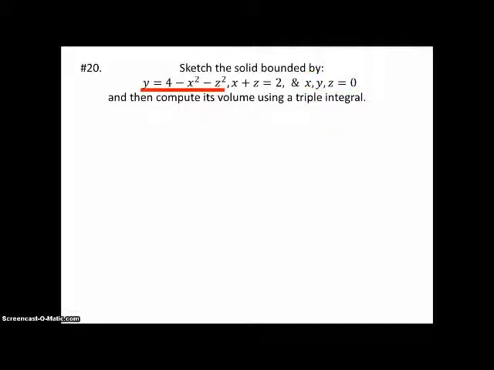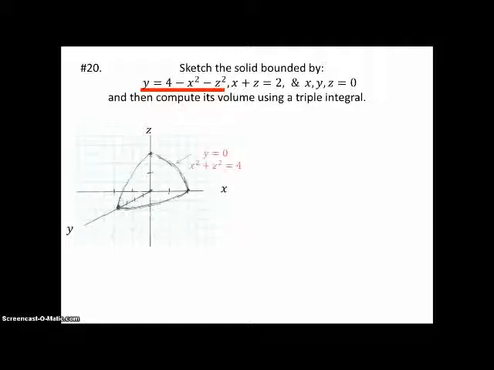And we'll start by sketching the traces of this solid on the 3 planes. So for example, if I set y equal to 0 and then move x squared and z squared to the other side, I get a circle. And so in the first octant, I get 1/4 of the circle there with radius 2.